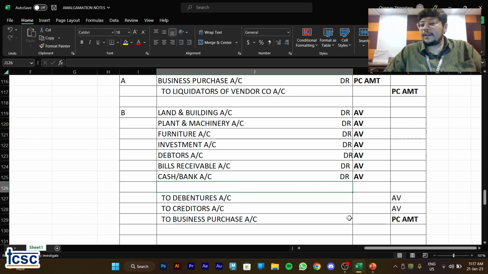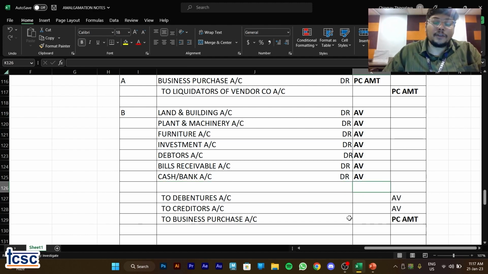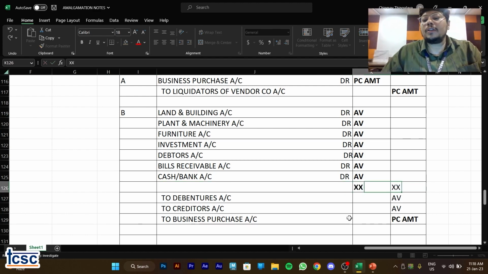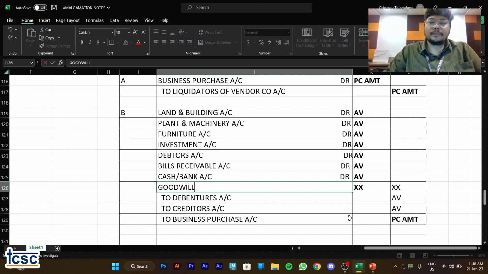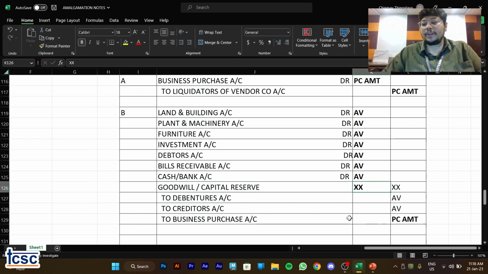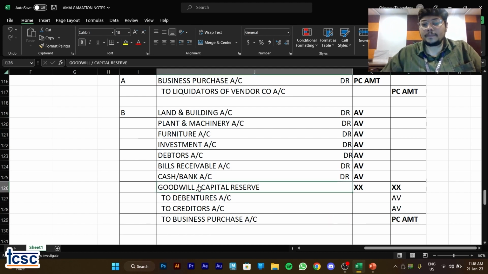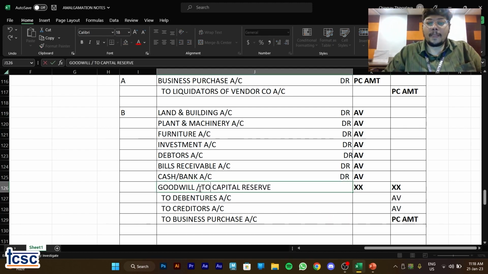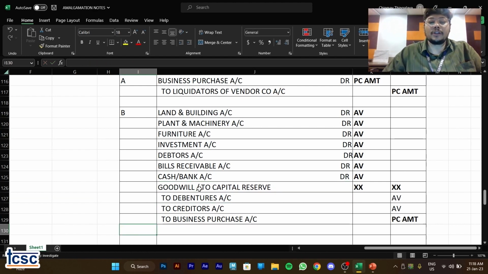As we follow the double entry system of bookkeeping, every debit should be equal to credit and every credit should be equal to debit. The resulting effect of the journal entry may be either goodwill or capital reserve. So if the balance is on the debit side, it will be goodwill. If the balance is on the credit side, it will be your capital reserve. So this is the second journal entry.